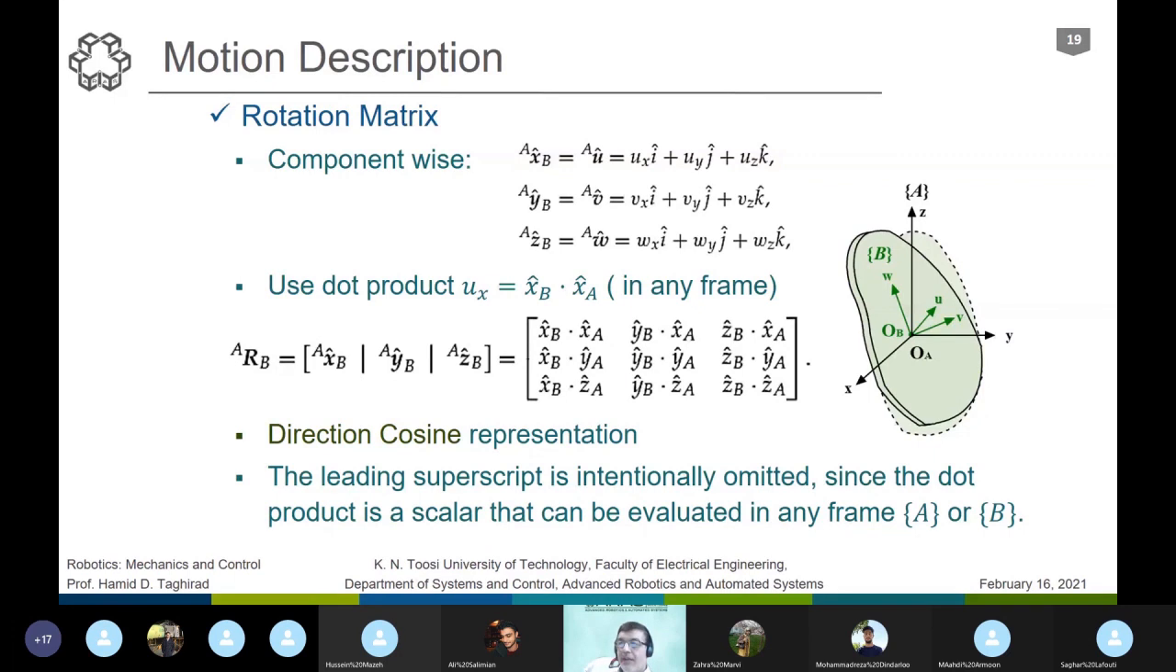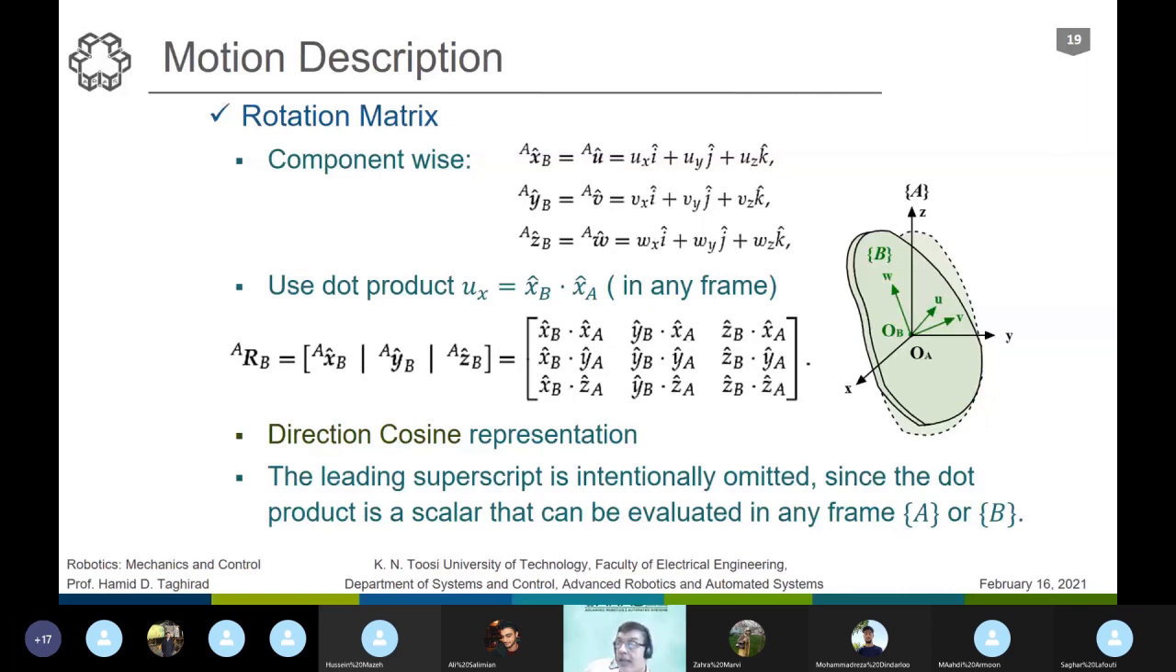As you see, we have a superscript here, but I intentionally left the superscript out here. I didn't say that x hat b dot x hat a is in the a frame or in the b frame or in the c frame or in any frame. Why didn't I put it here? Because the dot product of two components is a scalar. It doesn't matter in which frame you are representing these two. The only thing is that both of them should be represented in one single frame.